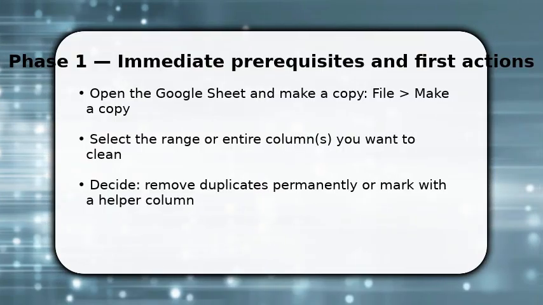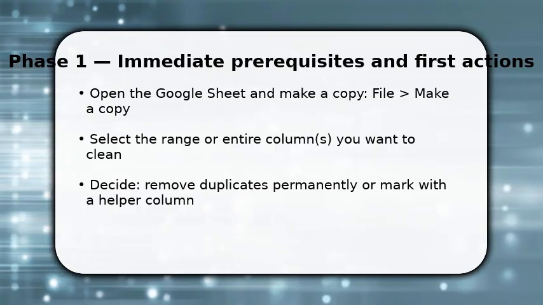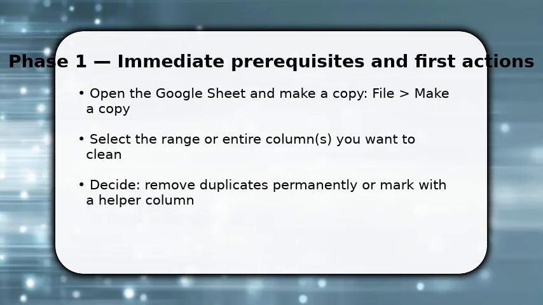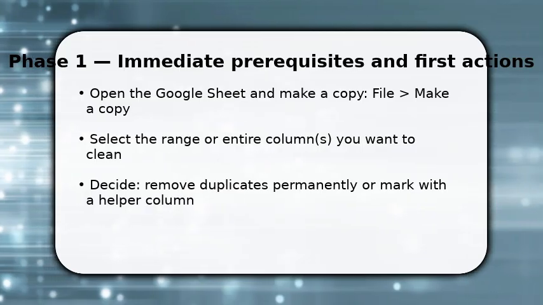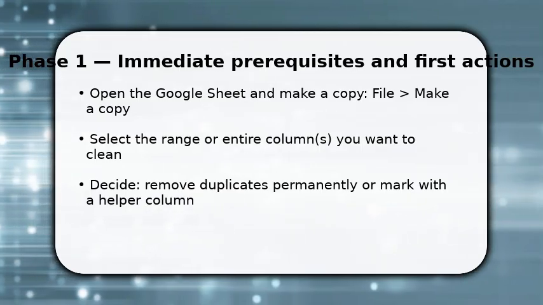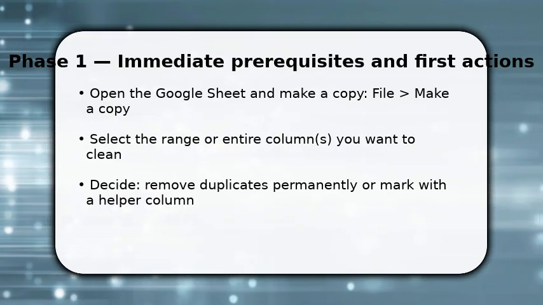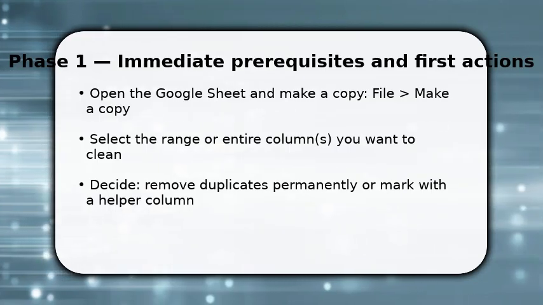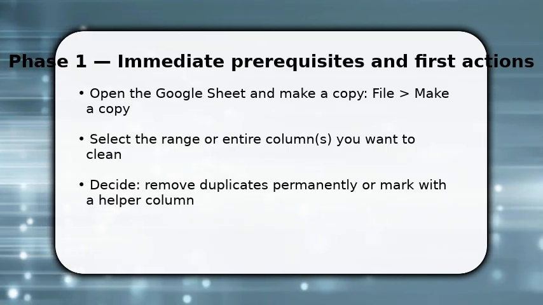You're starting now. Make a working copy of the sheet so you can undo mistakes. Next, select the exact column or range containing duplicate text. This narrows the action and speeds processing. If you prefer safety, add a helper column to flag duplicates instead of deleting them immediately.